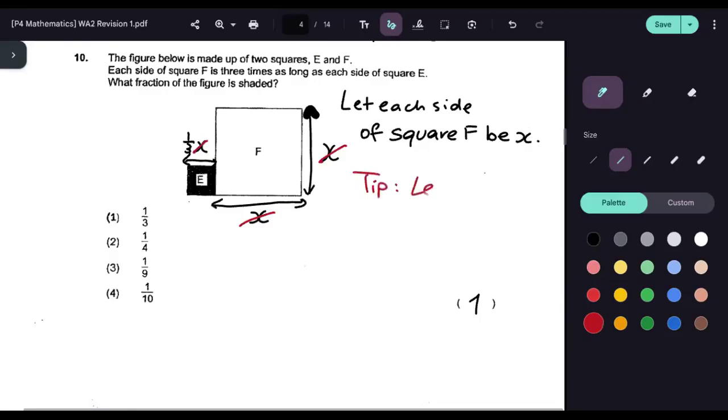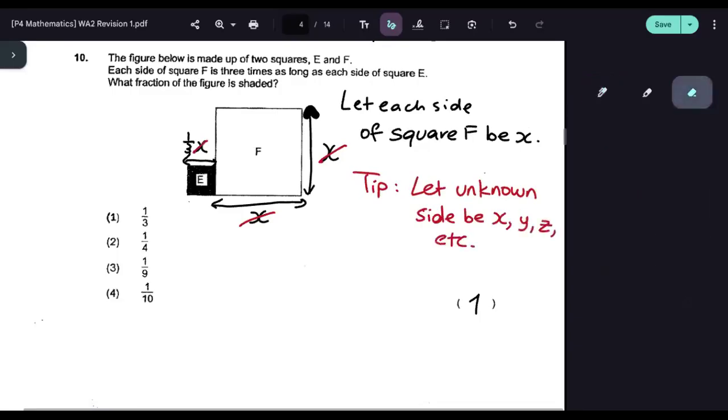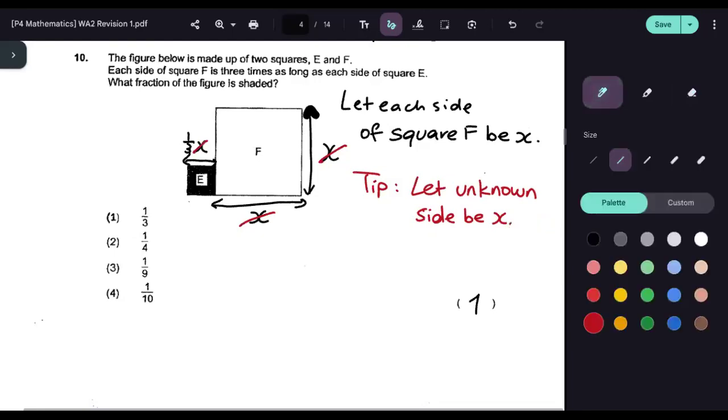Okay, so a tip I give you here is very simple. Let the unknown, which means you don't know, side be x, y, z, or whatever letter you want to put. Let it be simple. And then after that, you work backwards. So it will be 3 times as long. So this one is 1 unit. This should be 1/3 unit because it is 3 times as long as each side of square E. So it'll be 1/3, 1/3, 1/3.